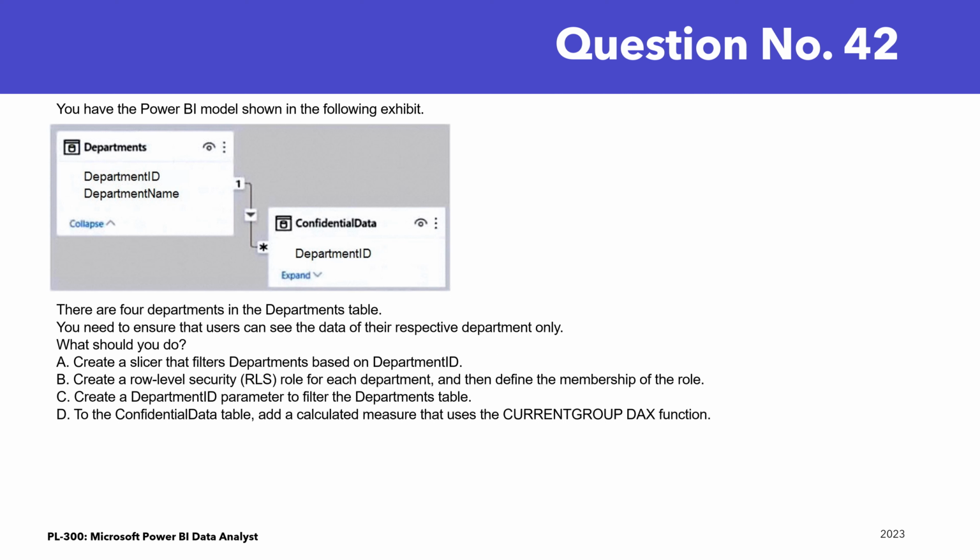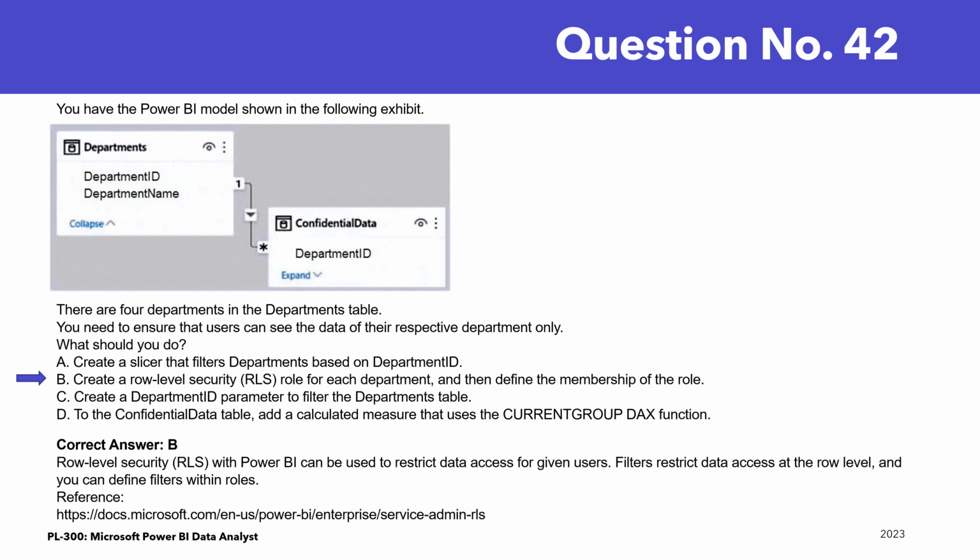You have the Power BI model shown in the following exhibit. There are 4 departments in the Departments table. You need to ensure that users can see the data of their respective department only. What should you do? A. Create a slicer that filters departments based on department ID. B. Create a row-level security, RLS, role for each department, and then define the membership of the role. C. Create a department ID parameter to filter the departments table. D. To the confidential data table, add a calculated measure that uses the CURRENTGROUP DAX function. Correct answer, B.